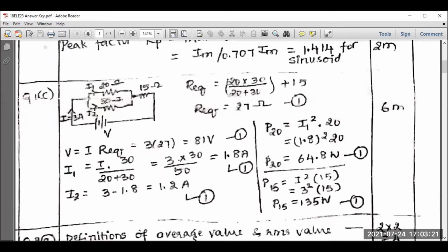Okay. And if I talk about the third question, draw the circuit diagram. 20 ohm and 30 ohm are in parallel, connected in series to the 15 ohm resistor. So the current flowing through the combination, the total current, is equal to 3 ampere.